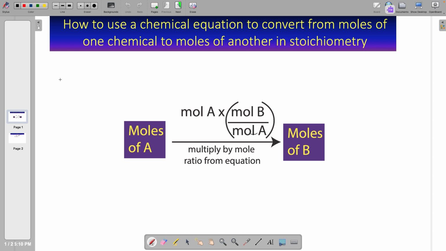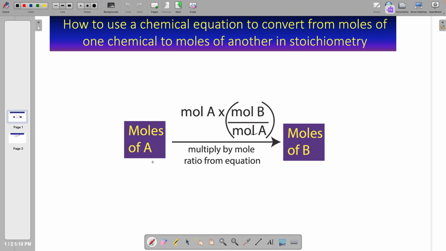In this lesson, we will discuss how to use a chemical equation to convert from moles of one chemical to moles of another in stoichiometry. So to start, you need to make sure the given chemical equation is balanced. Once it's balanced, you then proceed to interpret the coefficients of the chemicals in the equation in terms of moles. Then after the interpretation, you proceed to write the mole-mole ratio between the chemicals of interest.